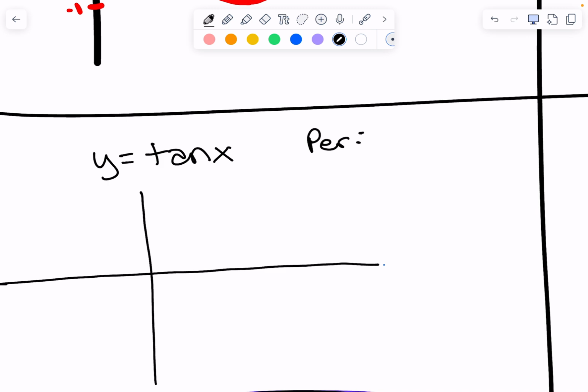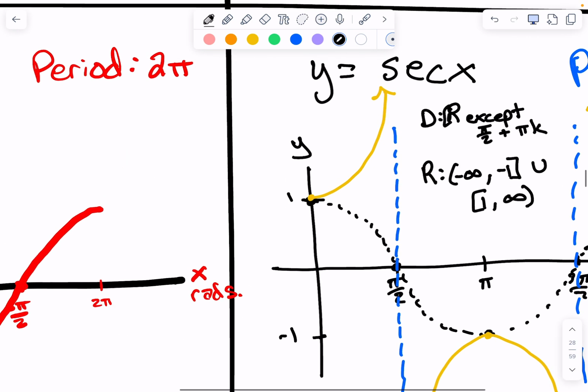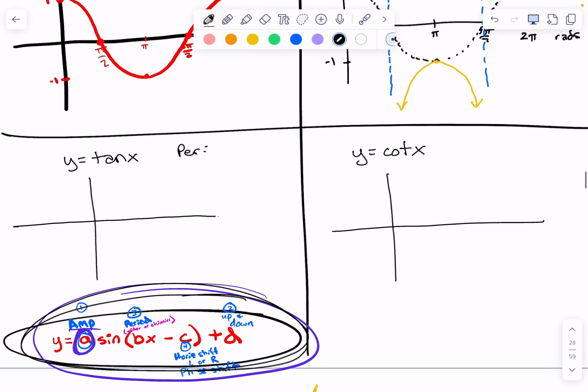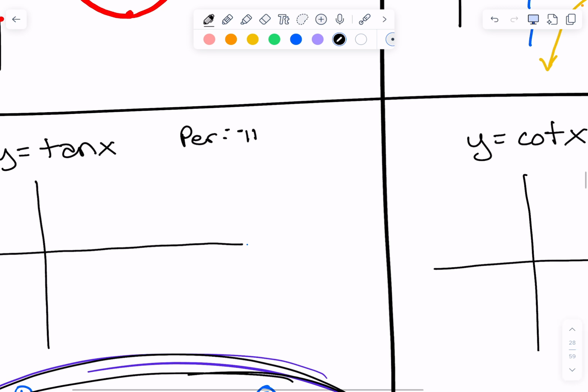not 2 pi. All of these other ones above here, the period was 2 pi, the period was 2 pi, the period was 2 pi. It's 2 pi before it copies and pastes to the next one, right? Tangent is not that way. Do you remember what tangent was? Tangent is only pi. If you look at your unit circle, after 180 degrees, tangent starts to repeat the same values again. So tangent's period is pi.